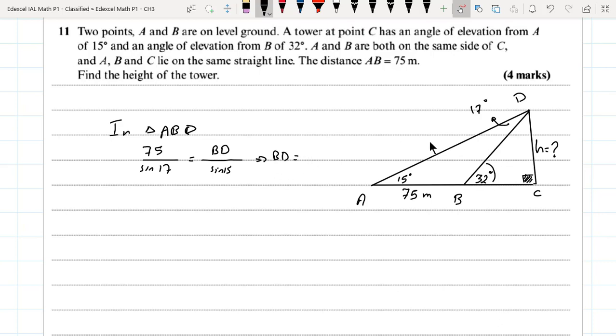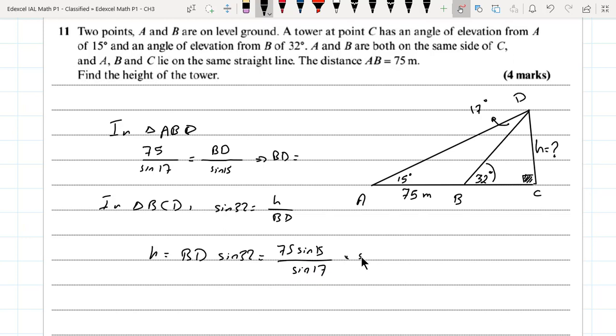Then we will pass our information to the right triangle now. For triangle BCD, we can say that sine 32 is equal to H divided by BD. So here H can be BD times sine 32, which means that H is 75 sine 15 divided by sine 17 and then times sine 32, to be 35.2 meters.